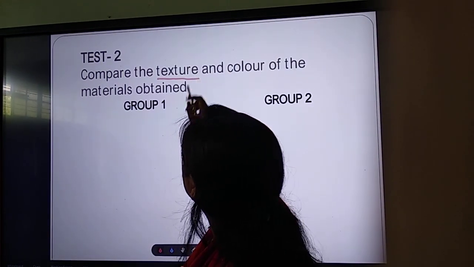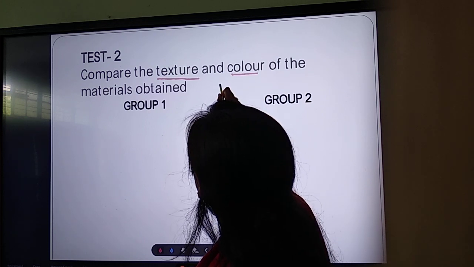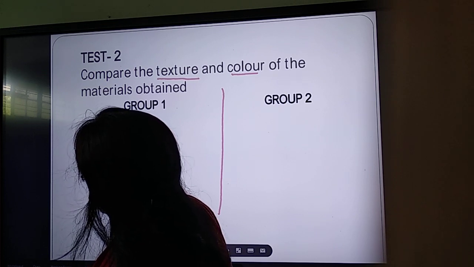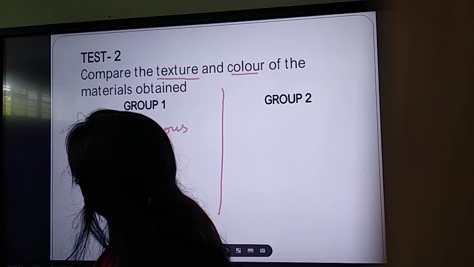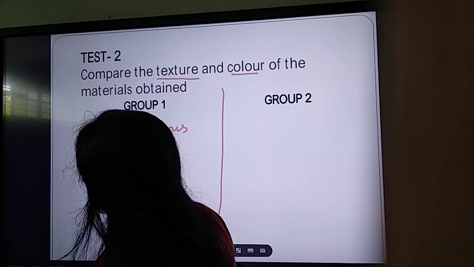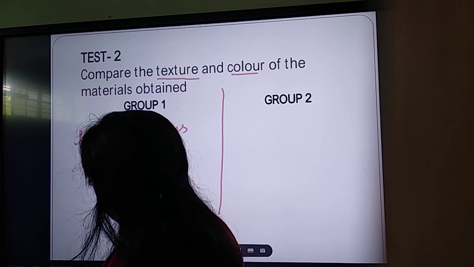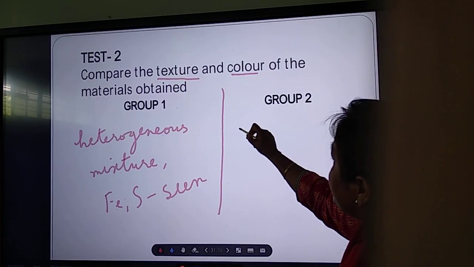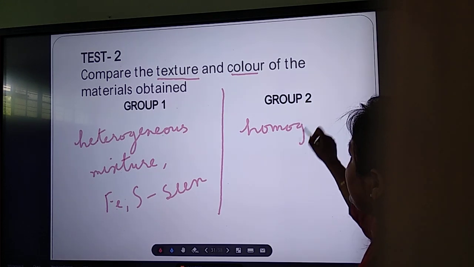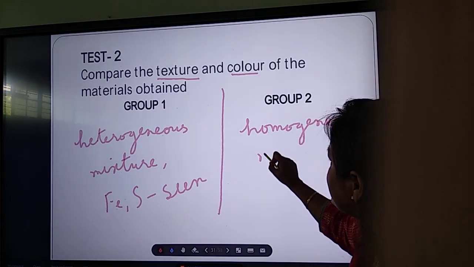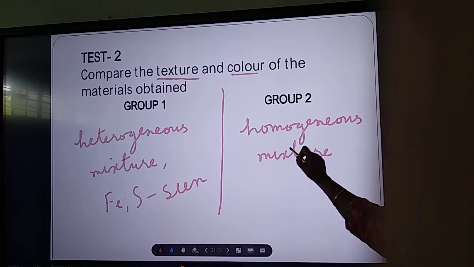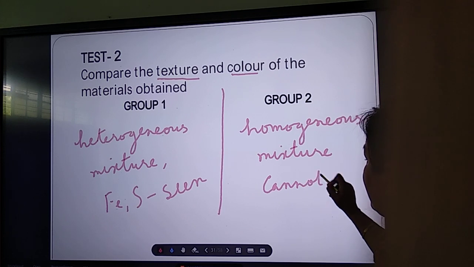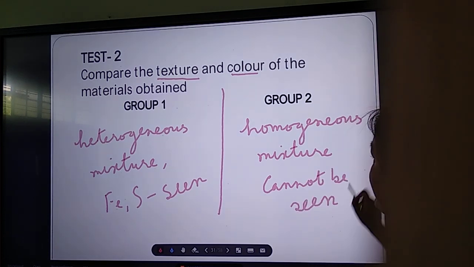Next step is test 2. You can compare the texture. Texture means the feel and the color. In group 1, you will find that it is a heterogeneous mixture. Do you remember heterogeneous mixture? The particles of iron filings and sulfur powder can be seen, they are visible. In case of group 2, it is a homogeneous mixture. In a homogeneous mixture, do you remember? The particles cannot be seen. So here the particles cannot be seen. And what will be the color?